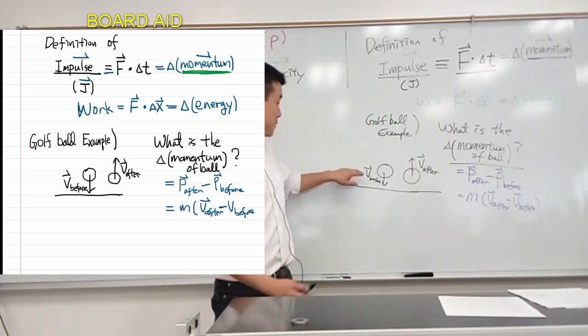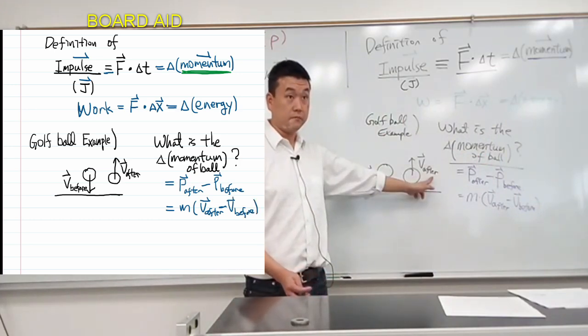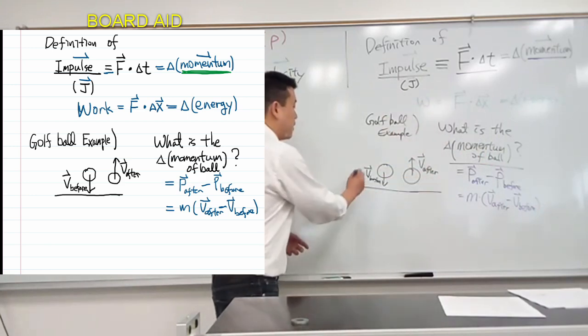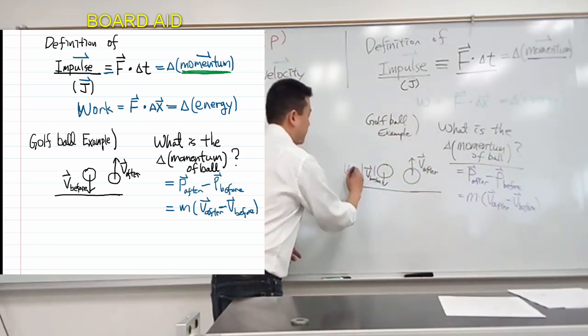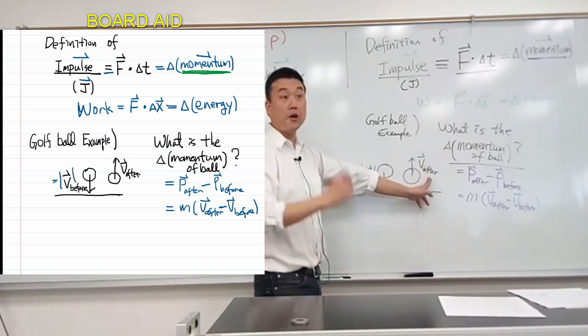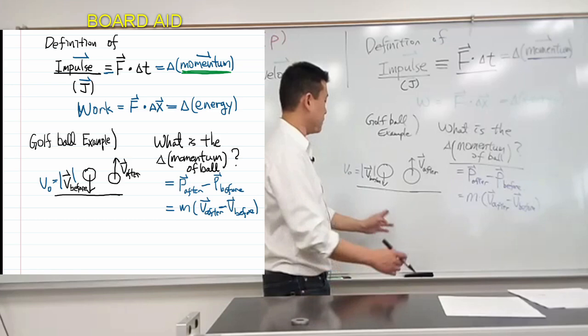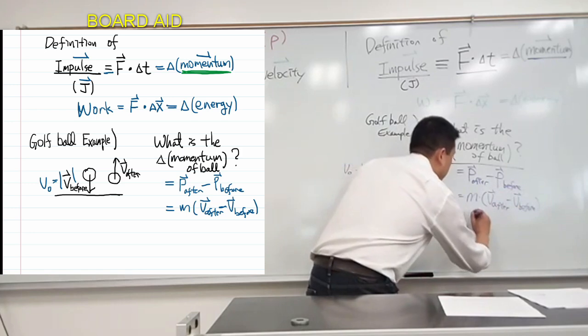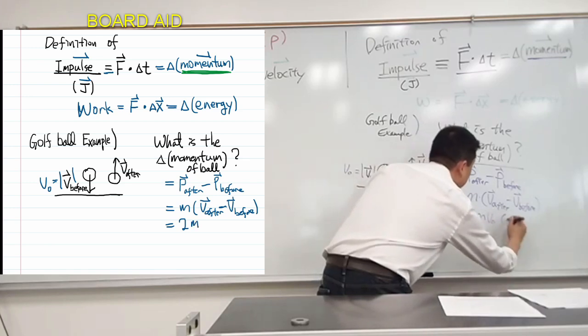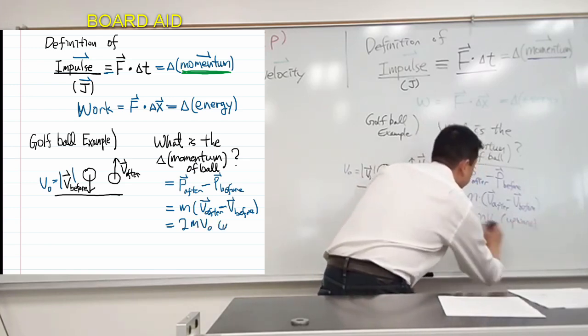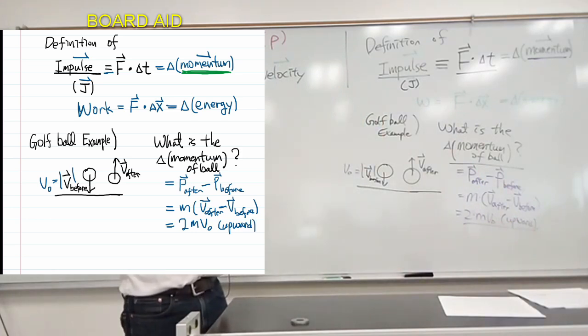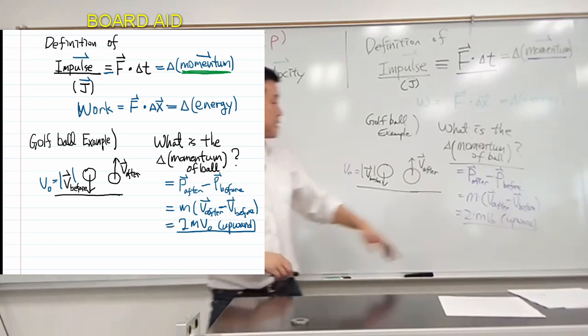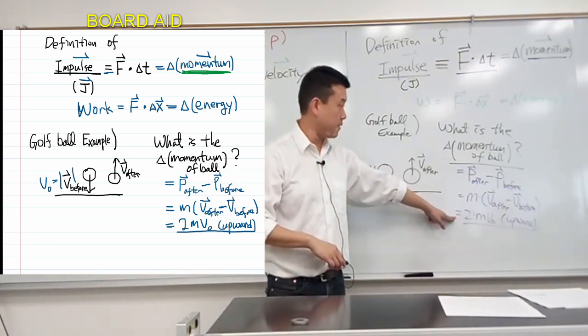You might have some sense that the speed of the ball is the same before and after, right? So if I call the magnitude of this V naught, then the magnitude of this would also be V naught. And you would say it's plus V naught minus V naught. So the total magnitude of change of momentum will be 2m V naught, and upward for the vector quantity. Right? Yes? Good. So this is another way you can calculate change of momentum.